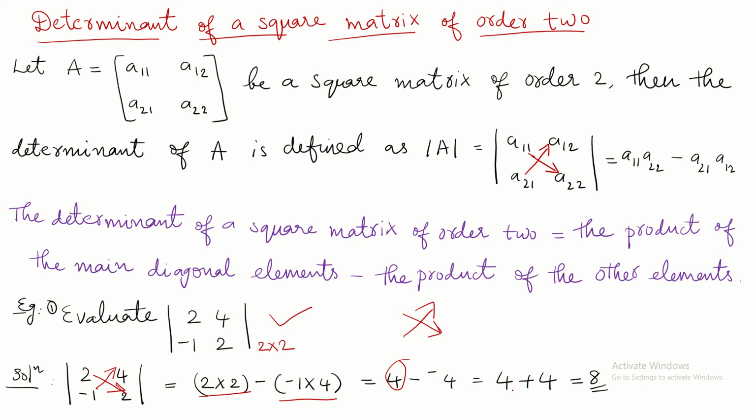I'll write it as it is: minus, and minus minus becomes plus, again the next 4. So 4 plus 4 is 8. This is the determinant value. Whenever you are solving a determinant question, at last you will find only a digit, only a number. Here you won't get any matrix at the end. So for this question, 8 is your answer.